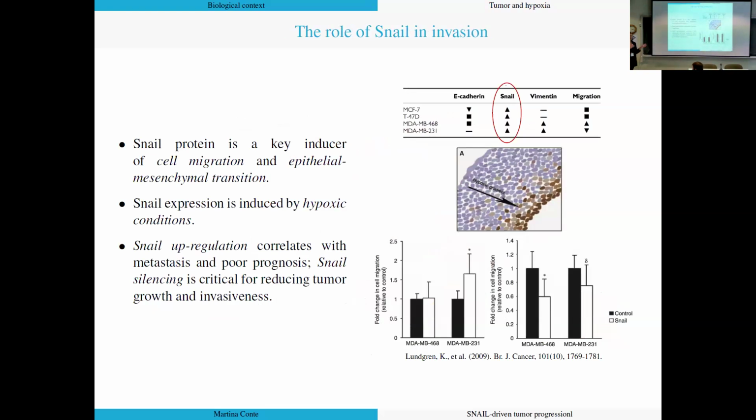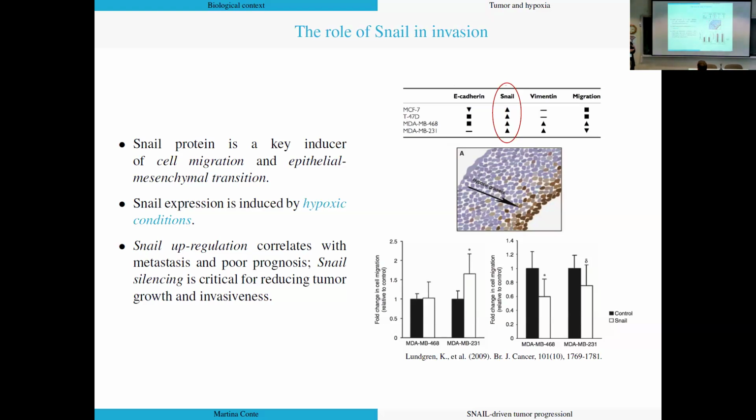In general, in healthy and cancer cells, Snail has been shown to be a key inducer of migration, and in particular is highly related to the EMT transition that we also talked about a little bit these days. In particular, in hypoxic conditions, Snail is highly expressed by the cells. If you look here at the table on the top right, these are four different breast cancer cell lines exposed to 0.1% oxygen. As you can see, Snail is overexpressed in all of them.